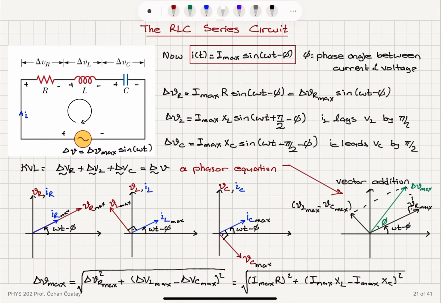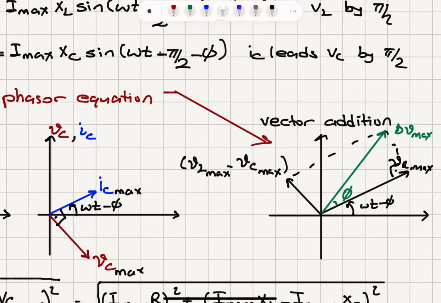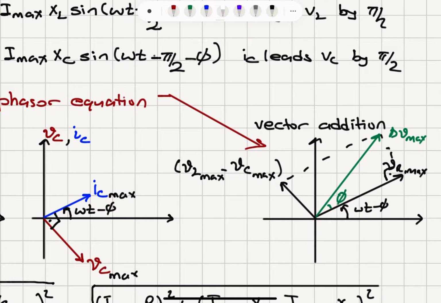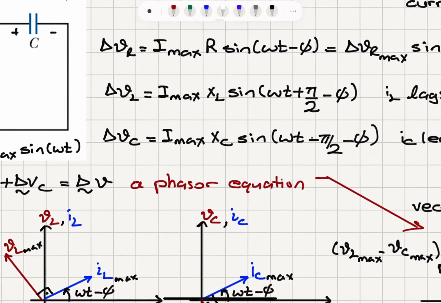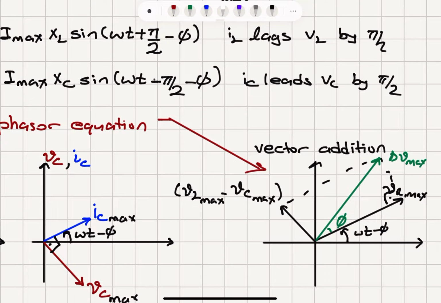Now, putting these three phasors together, as you can see, the voltage phasor for the inductor and the voltage phasor of the capacitor are in opposite directions because the current phasors are the same. So I have a VL max minus VC max magnitude for this difference phasor. And then I have the voltage phasor for the AC source. That is this one, delta V max.